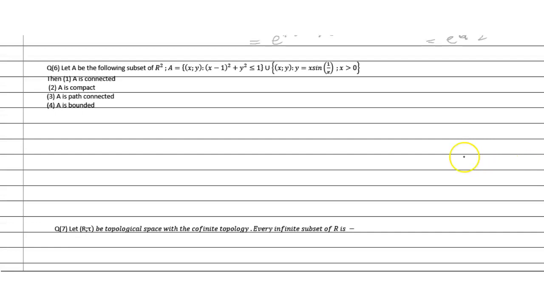And now this question is very important, very interesting. It is based on topology.